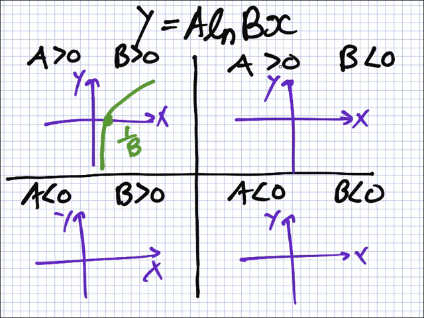Right. A positive, b negative. So, what happens is the graph looks like this now. A negative, b positive. Graph looks like this. And then a negative, b negative. Like this. Look at this. Got a nice circle going.